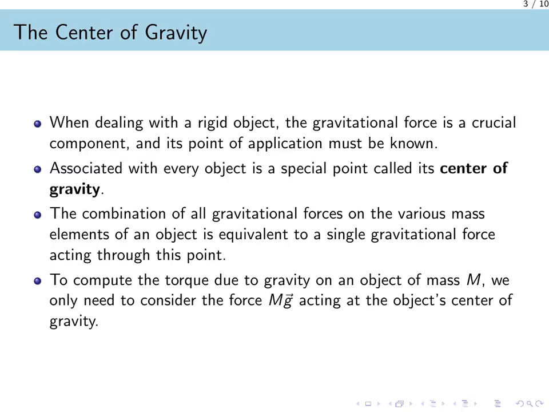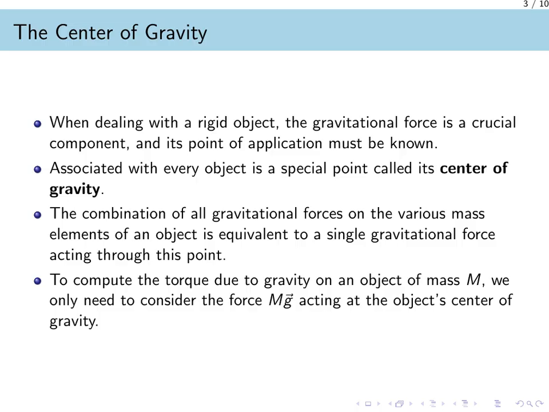When we analyze the forces on a rigid object, we must account for gravity. The key insight is that we can simplify this by using a special point called the center of gravity. An object is made of many particles, and gravity pulls on each one. Instead of dealing with all these individual forces, we can represent their combined effect as a single gravitational force acting at one specific location. This point is the center of gravity. It is effectively the average position of the object's weight.